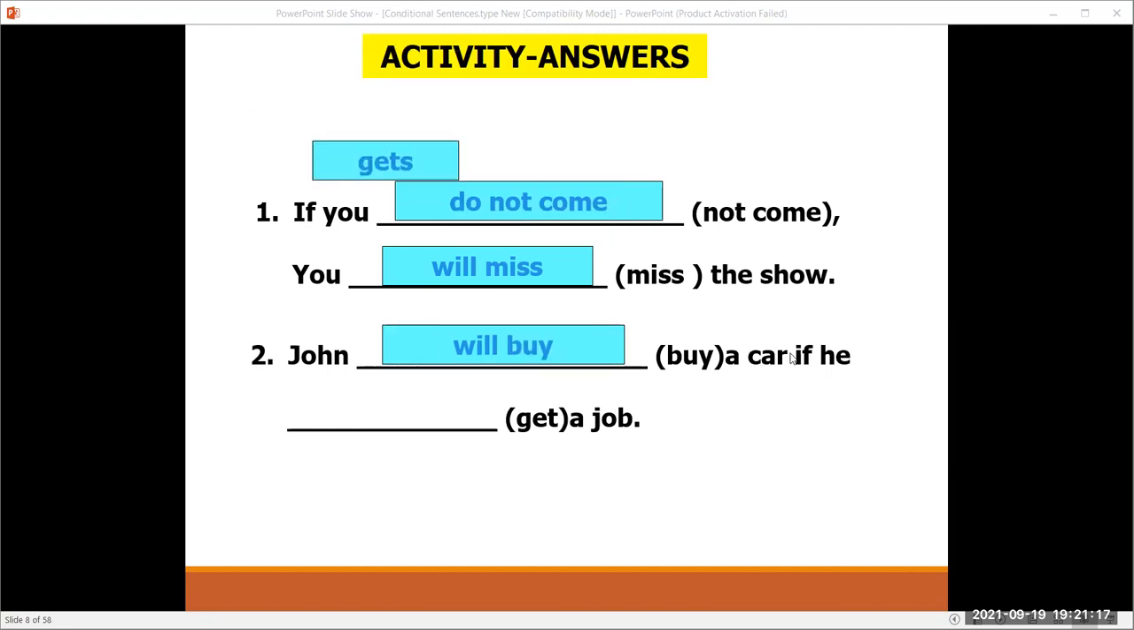John will buy a car if he gets a job. If he gets a job is the if clause, we are using present tense, and in the result clause or the principal clause or main clause, we use simple future tense.